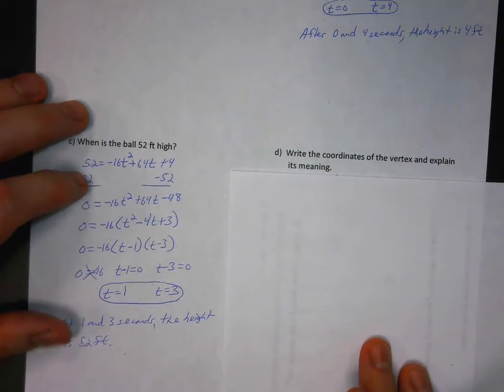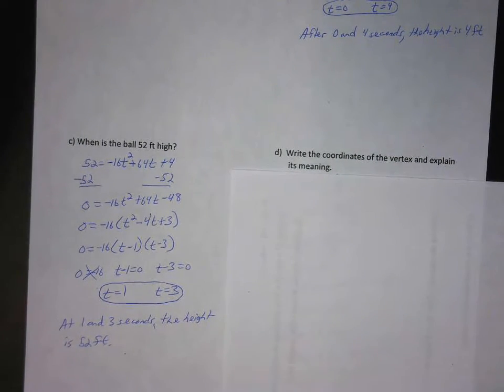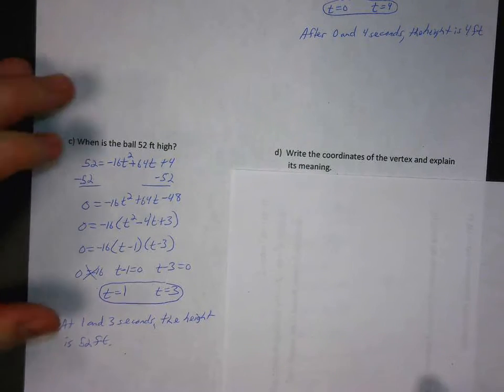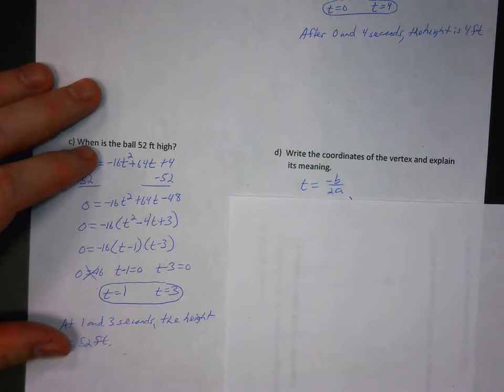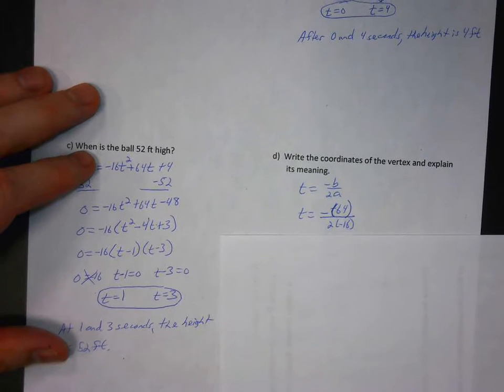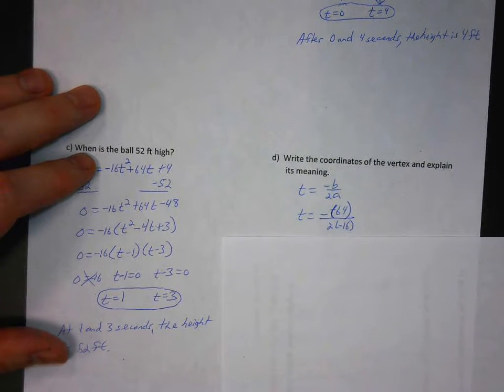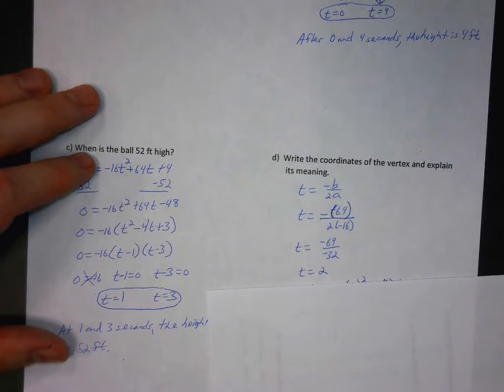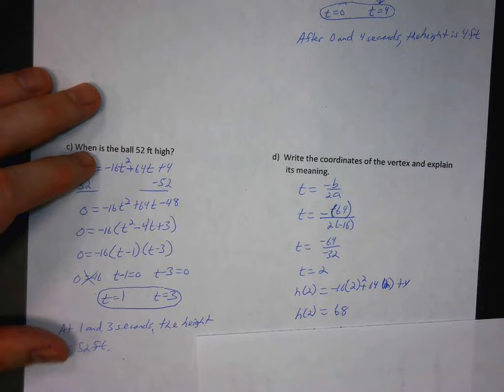And then finally, part D, the vertex, you do t equals -b over 2a. So that'll be -64 over 2 times -16, which will give you 2. Substitute that into your function to find the y value, or the height. So h of 2, and that'll give you 68.